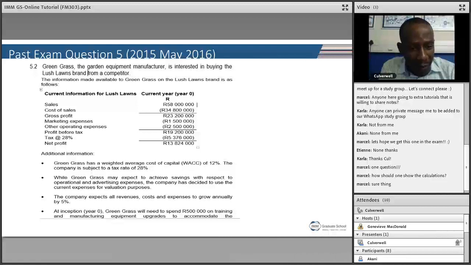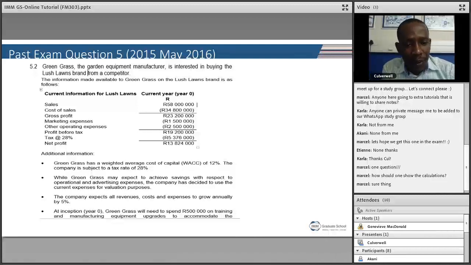While Greengrass may expect to achieve savings with respect to operational and advertising expenses, the company has decided to use the current expenses for valuation purposes. So we're going to use the one that we're having there. And of course, that statement was trying to make other points constant. You have done economics, which we refer to as ceteris paribus. We would want to keep specific points constant so that we'll be in a position to analyze this specific one that we want to keep in hand.